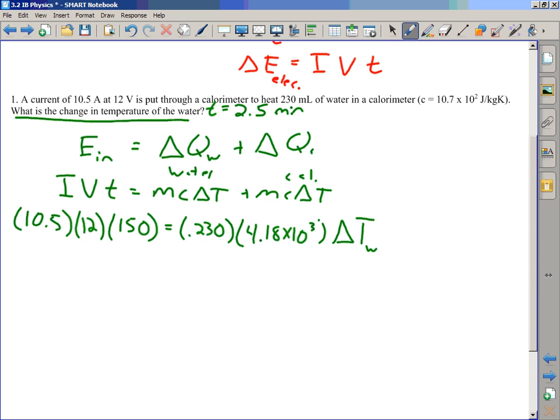Now, I've also got to tack on the calorimeter. The calorimeter absorbs heat. Okay. So I got to worry about that. So plus another mass of the calorimeter. Did I give you the mass of the calorimeter? Shoot. M, calorimeter.